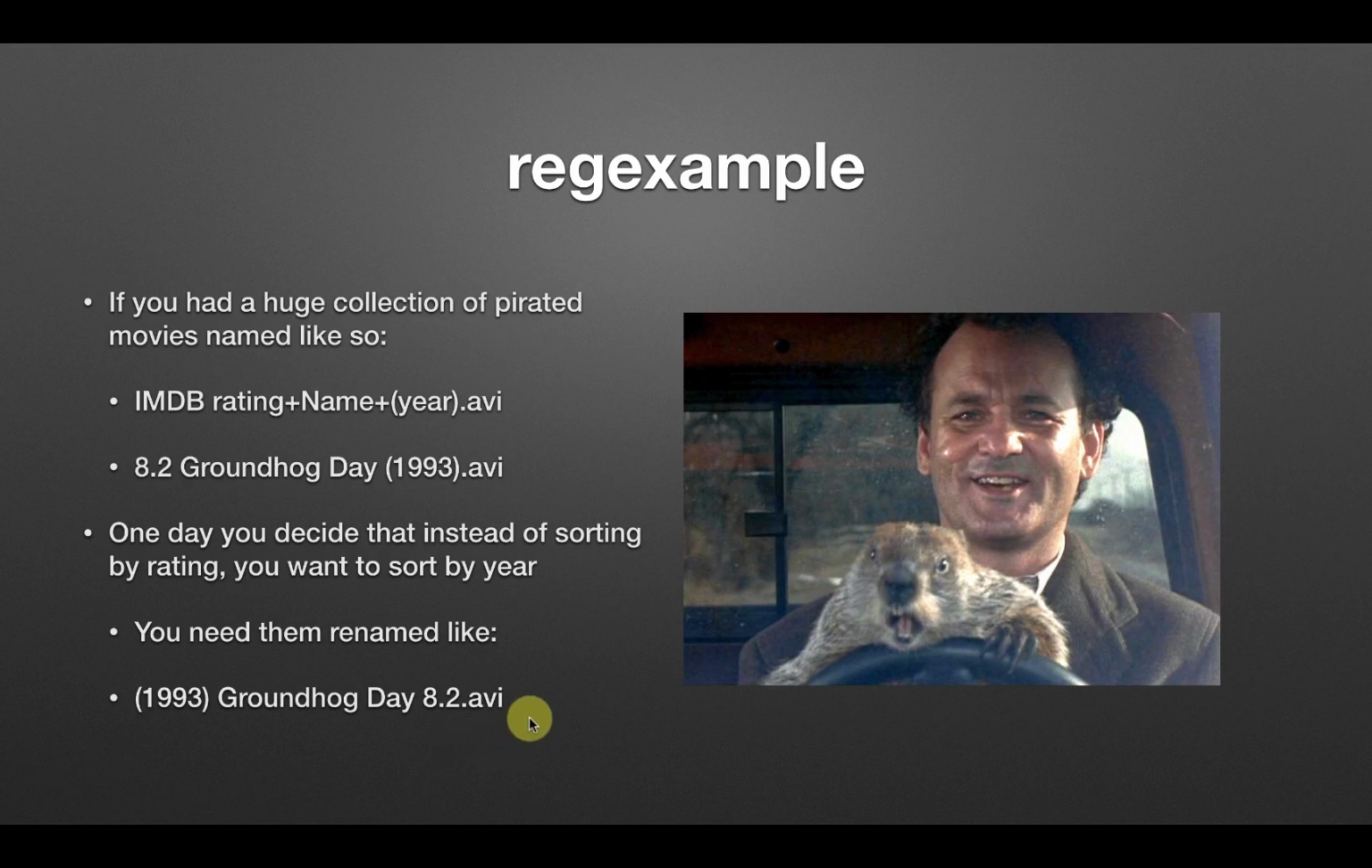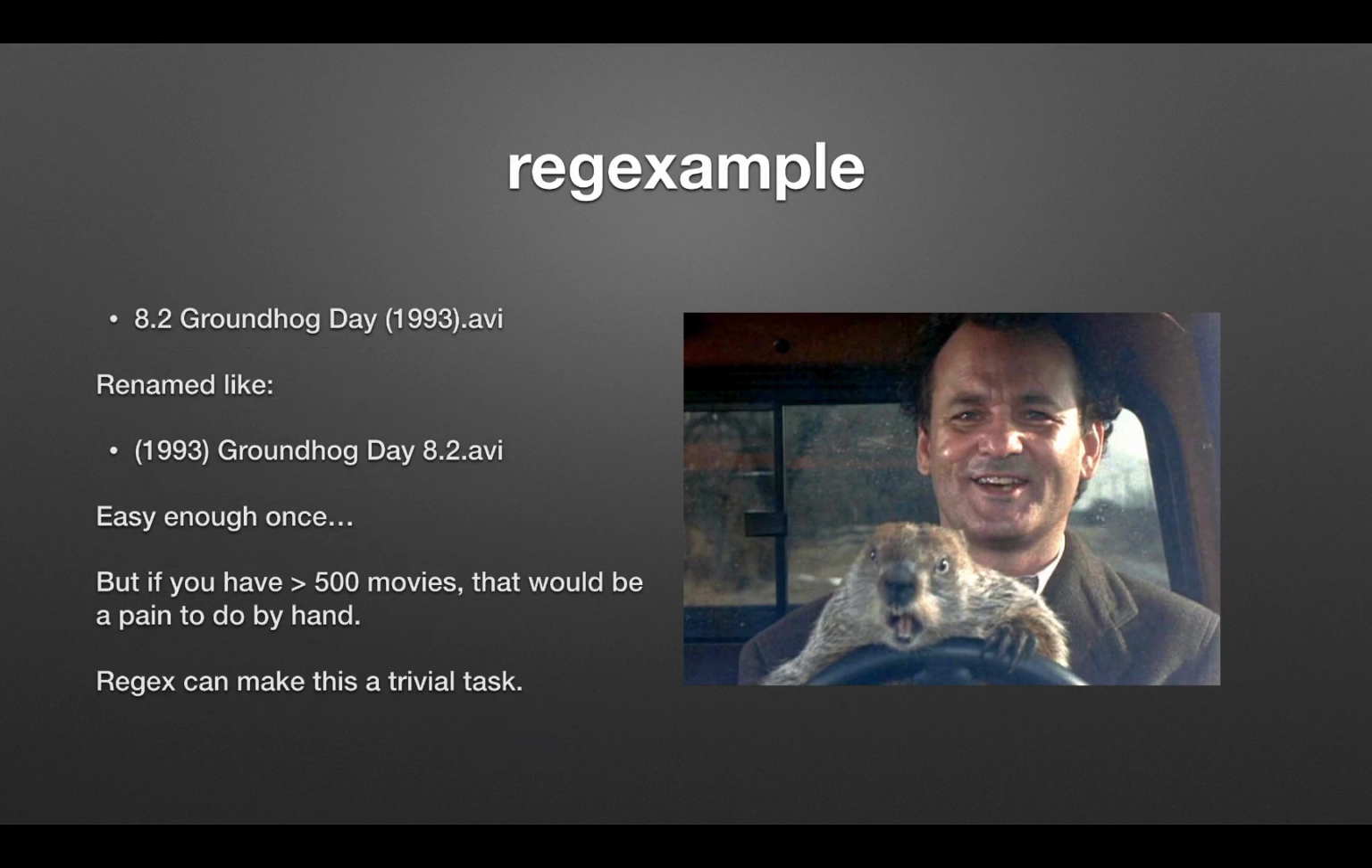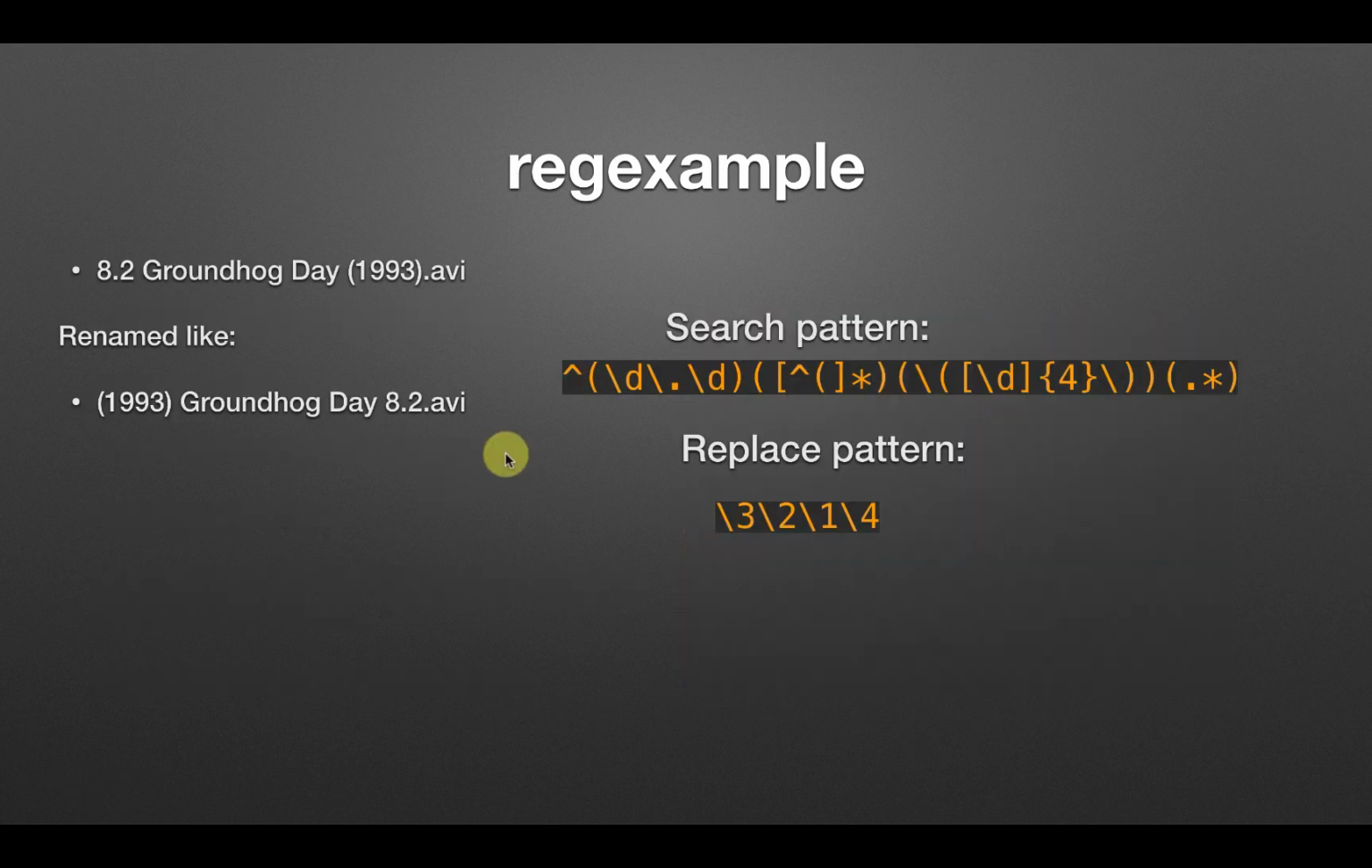How would you go about doing that? What if you had 500 movies? You couldn't just rename them by hand. That would take forever, and you wouldn't ever end up doing it all. So with regular expressions, though, we can really make this a very trivial task. And so I'm going to jump to the end before I show you how I built this out, because this looks complicated, but once you understand the principles of regular expressions, this is actually quite easy to build.